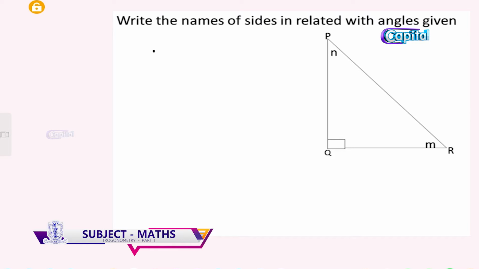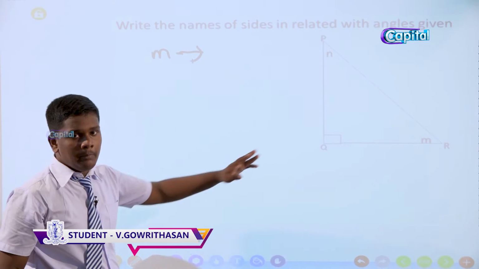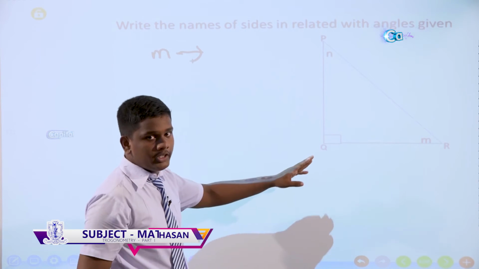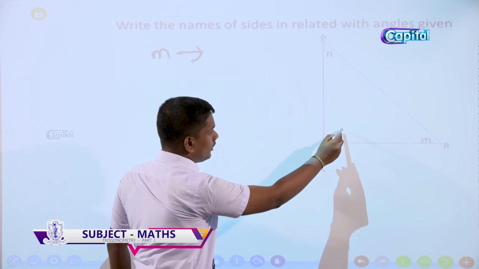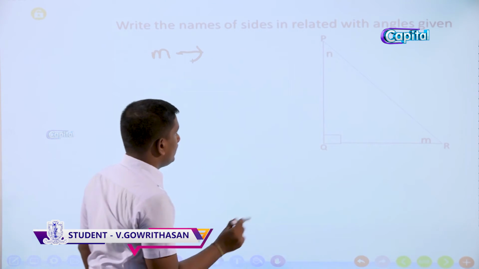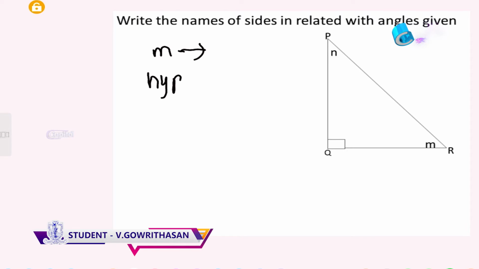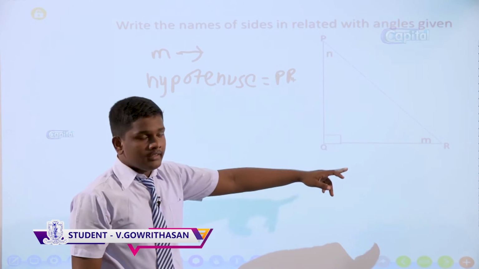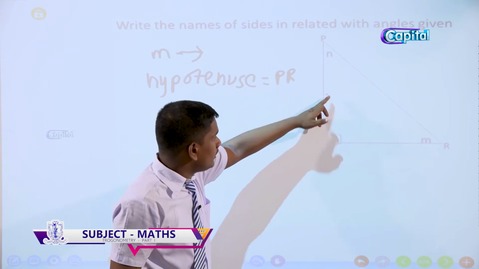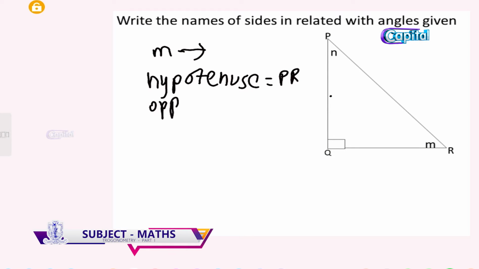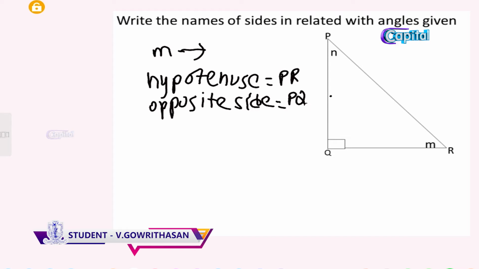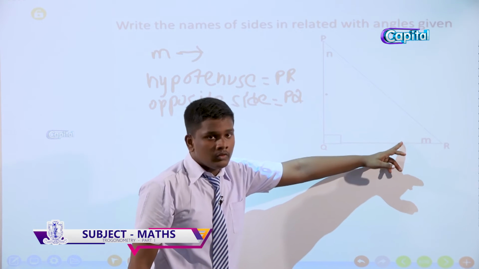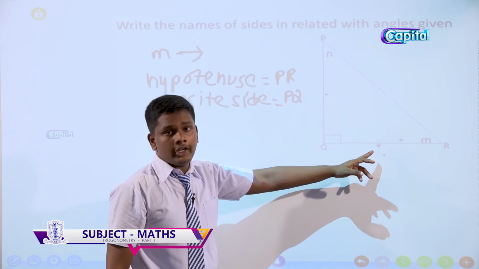So, let's take angle M. The hypotenuse is always the same. So, first of all, find the hypotenuse, the side opposite to the right angle. The side opposite to the right angle is PR. So, hypotenuse is PR. Then find the opposite side. The side opposite to the angle is PQ. Then the adjacent side, the closest side. Therefore, the closest side for the angle M is QR.